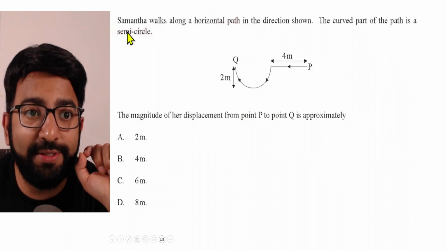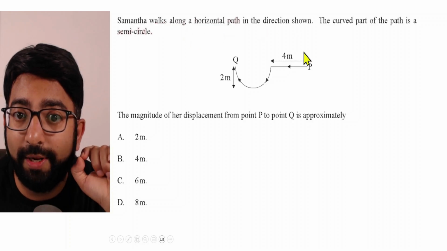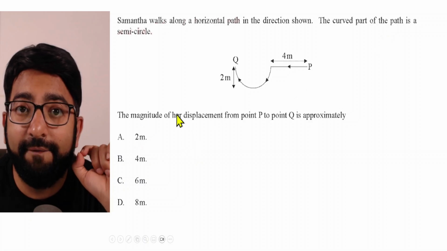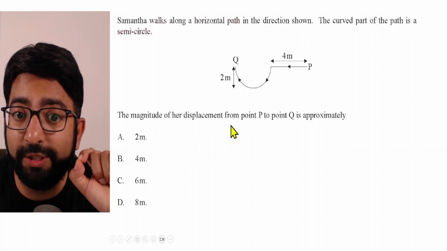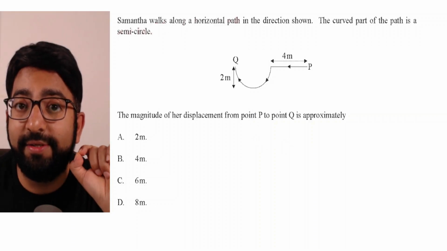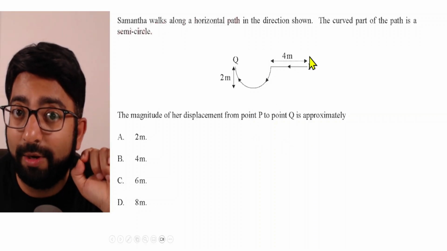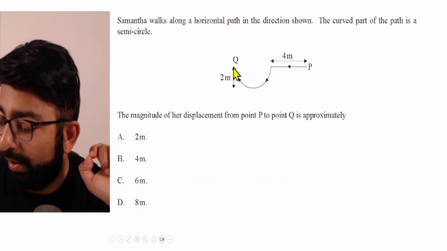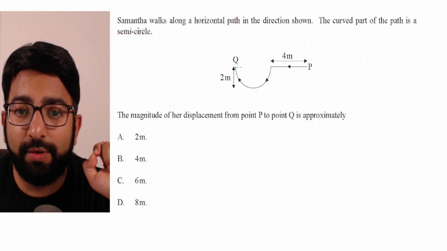Next up, we have a person, Samantha, who walks along a horizontal path in the direction shown. The curved path is a semicircle. We need to find the magnitude of displacement from the point P to the point Q. Like we discussed, displacement is the straight line which connects the start point to the end point. Here, the start point is P and the end point is Q. So let's connect P and Q with a dotted line.